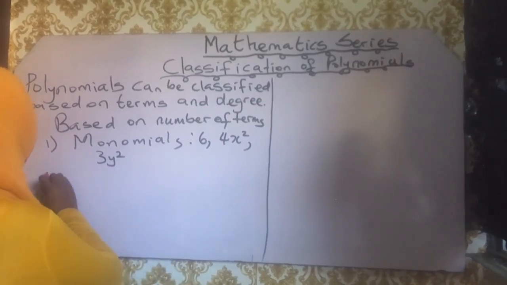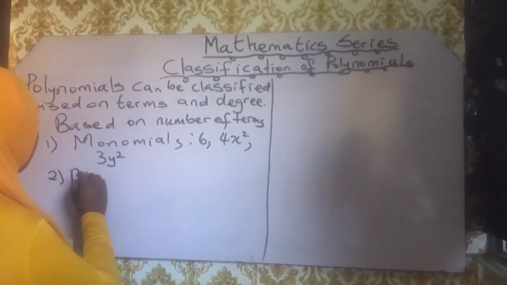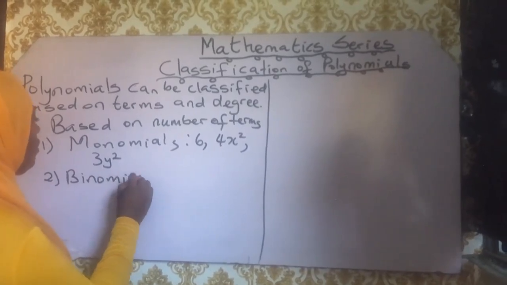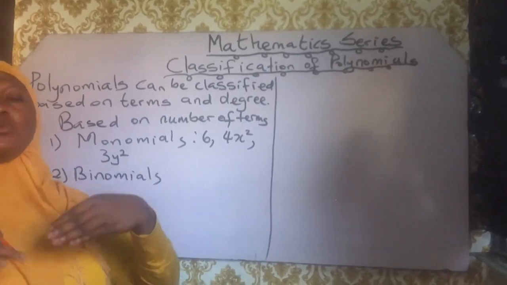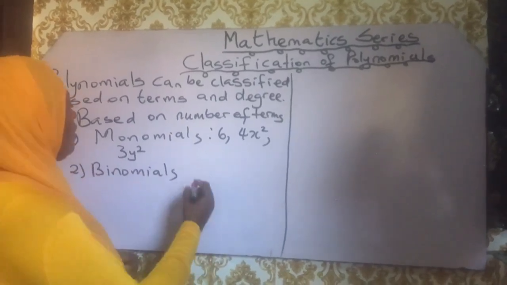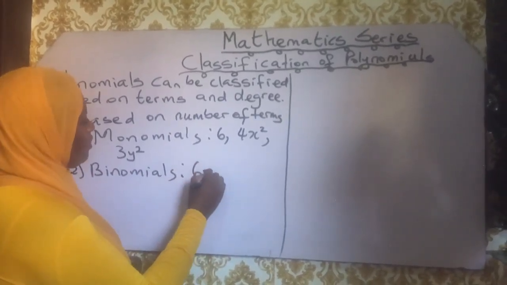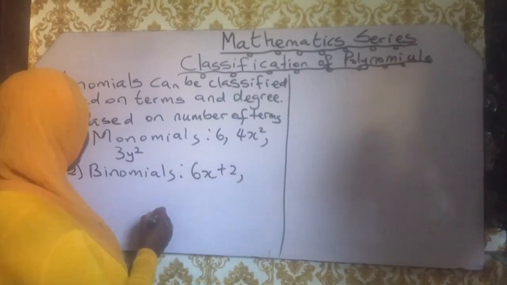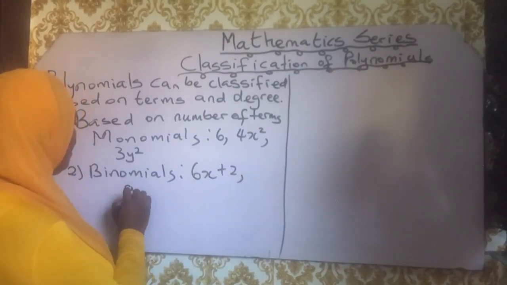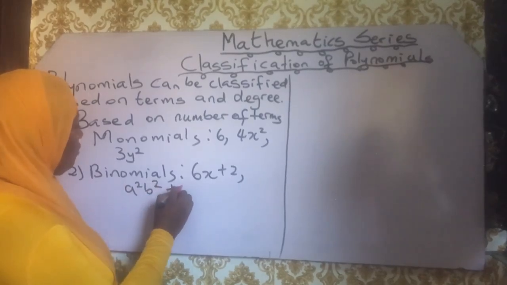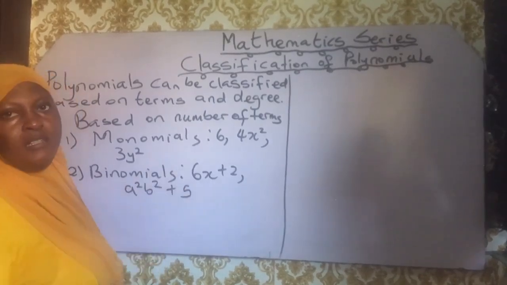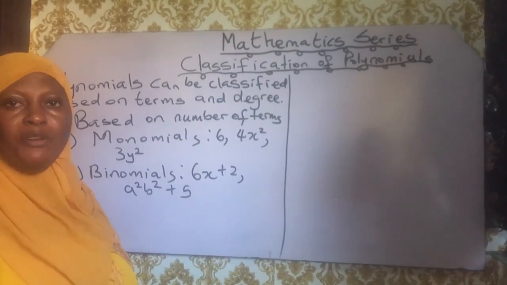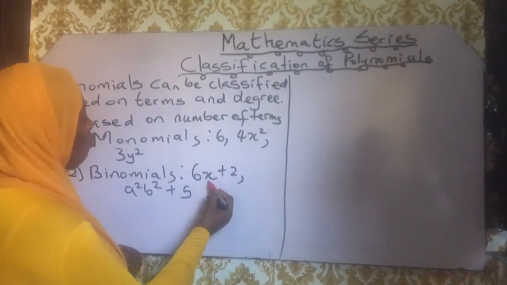Then we also have binomials. Binomials are two terms. That is, for example, let's say you have 6x plus 2. Well, let's say a squared b squared plus 5. So binomials are made up of two terms, 1, 2.